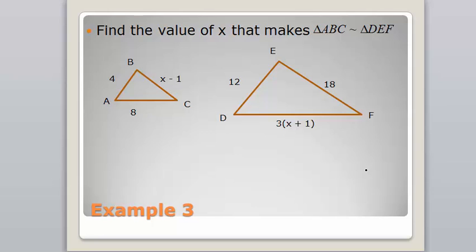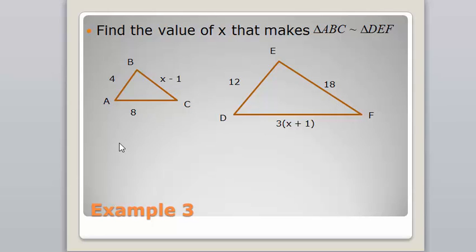Alright, a little different now. Take a second, write this one down. Now what I'm asking is, what value of x would make these two triangles similar? So, we need to have a common ratio. And notice the order. The order is important. I said A, B, C, D, E, F. So I'm saying AB and DE must correspond. BC and EF must correspond.